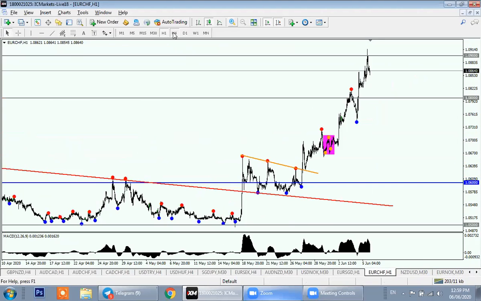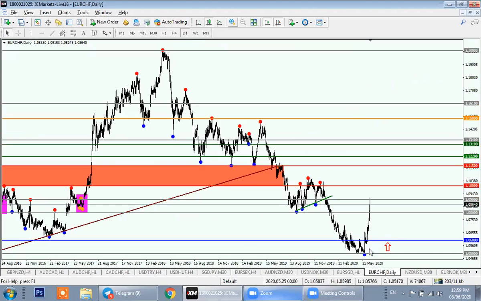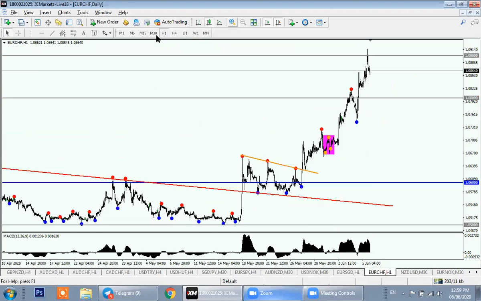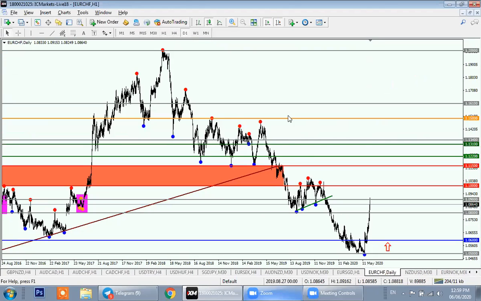EUR/CHF. Price rejected our support and formed a trend line here. So now it's retesting a strong support and resistance zone. As you can see here, a very strong one.